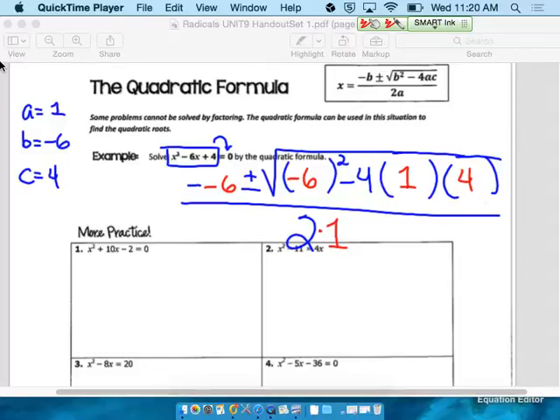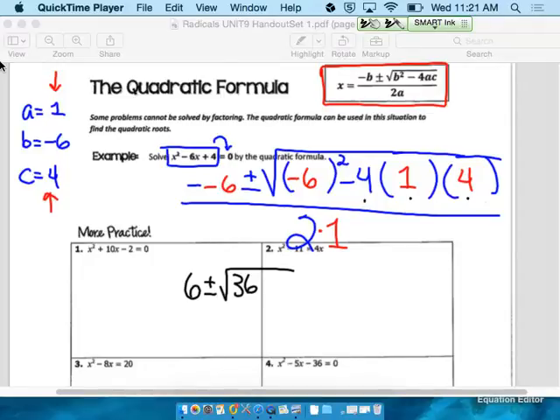So take a minute and look at what I've done. Everything in blue is coming directly from the formula, and all of the numbers that are written in red are specific to this particular quadratic. And now we need to clean up. So I've got the minus 6, which makes that a positive 6, and then plus or minus. And then underneath the radical, I'm going to have 36. And then I would have negative 4 times positive 1 times positive 4, which is negative 16. And that's going to be divided by 2 times 1, or 2.